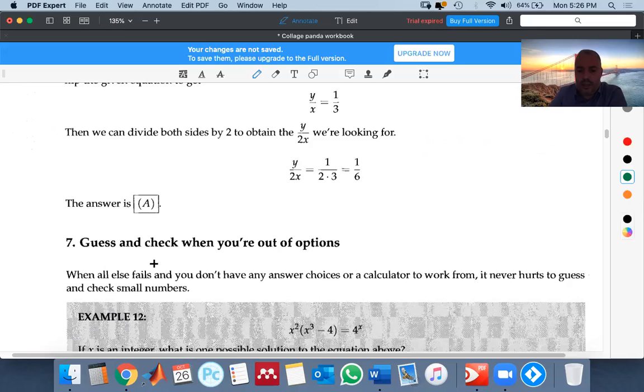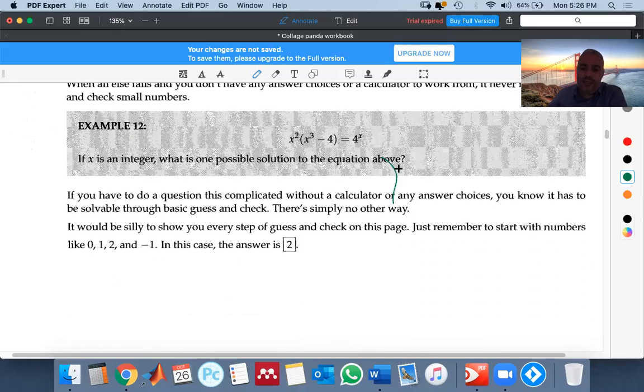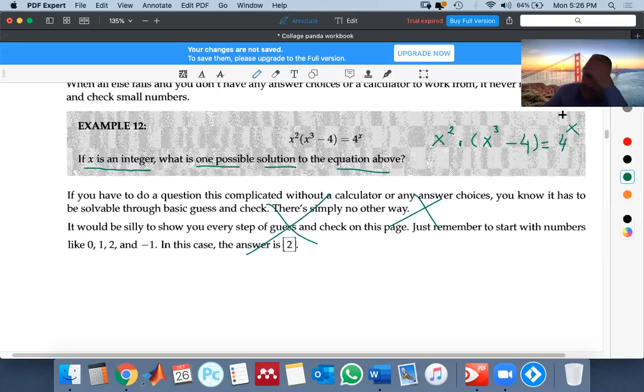Okay. Now let's pass. What about this? I am not reading what is written here, not important. Just look at the question. x is integer. This is important. x is integer. What is one possible solution to the equation? Okay, so x squared times x cubed minus 4 is equal to 4 to the power of x. This is so strange, isn't it?